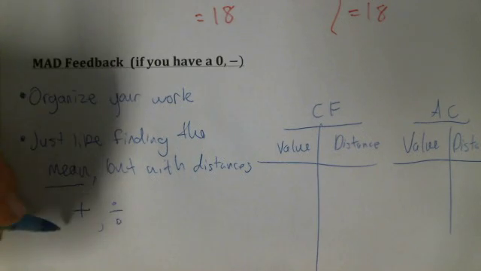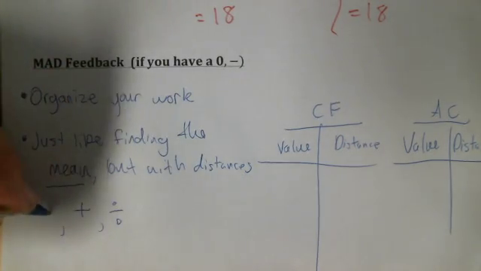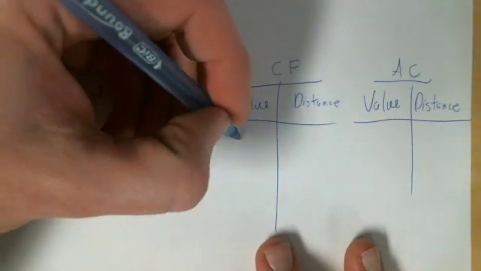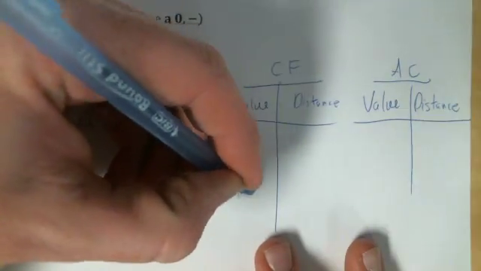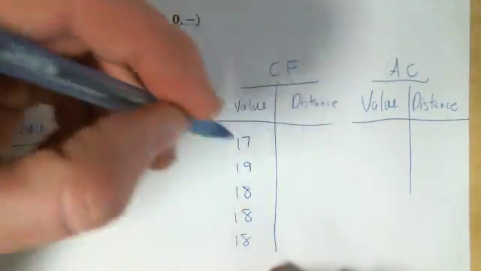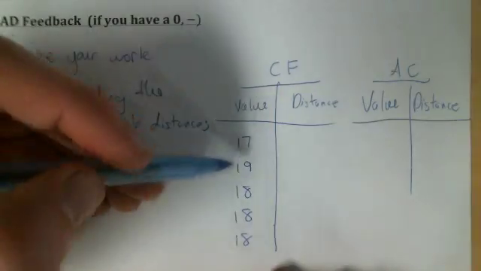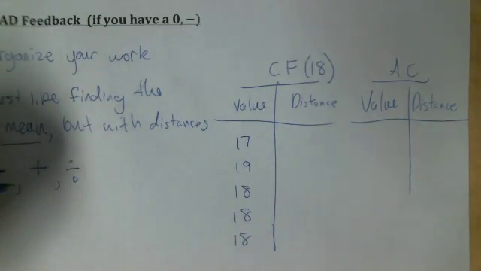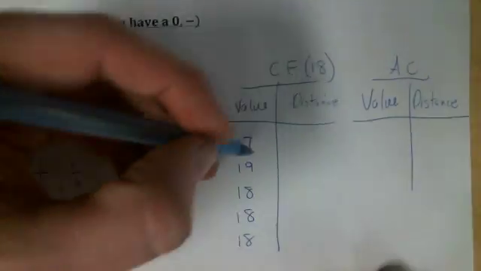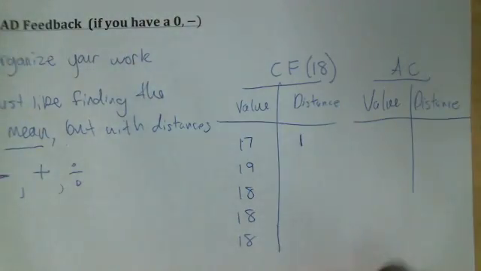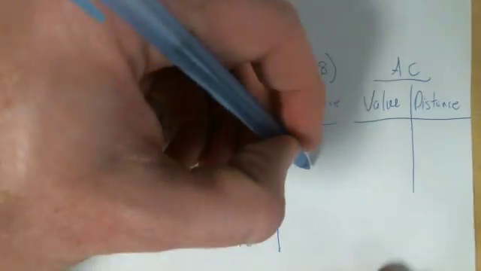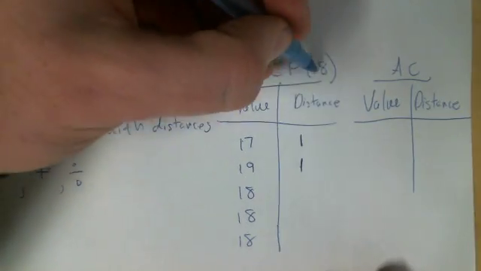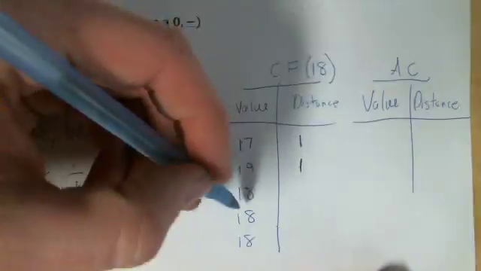But the only difference is since we have to find those distances, we're going to have to subtract each value from the mean. So for example, with chock full, we had 17, 19, and then 3 18s. And that was the number of chocolate chips there were in each cookie. So with 18 chocolate chips on average, the mean, that means this is 1 away from the mean. 19 is also 1 away. Even though it's 1 above, it's still 1 away. So it's like I'm taking 18 minus 17 and 19 minus 18 to find those distances.